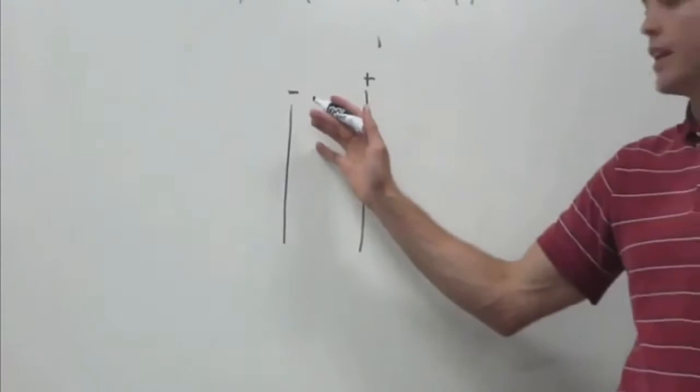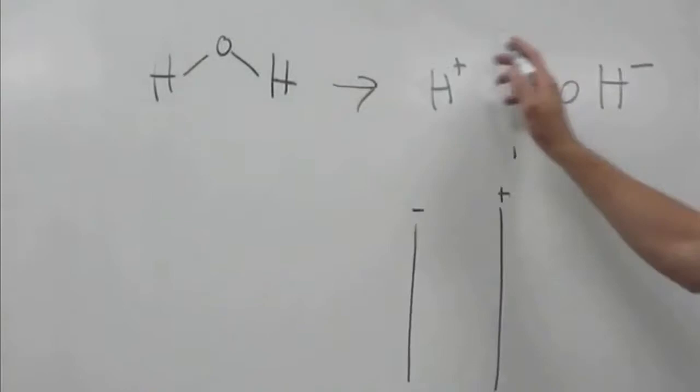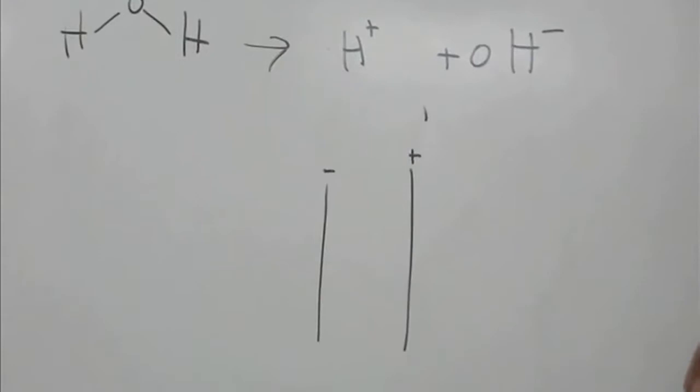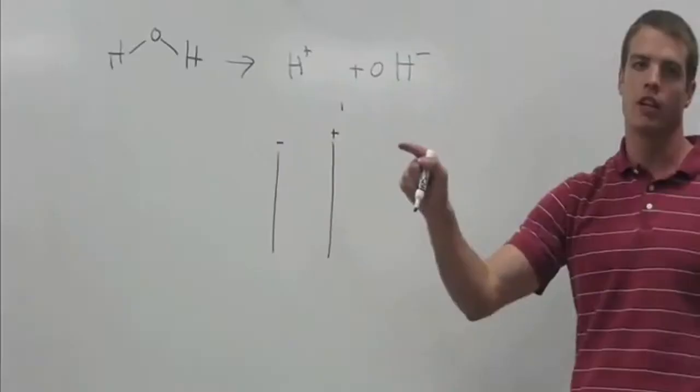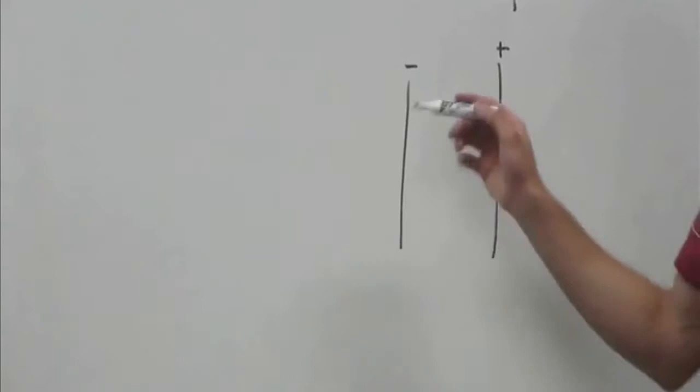It's different for like a battery, but in electrolysis, the cathode is negative. Okay? Now remember, we have these two things floating in solution. We have some protons, we have some hydroxides. Okay? So what happens? We turn the power on. Well, these protons are going to be attracted to the negative side of this cathode, right?